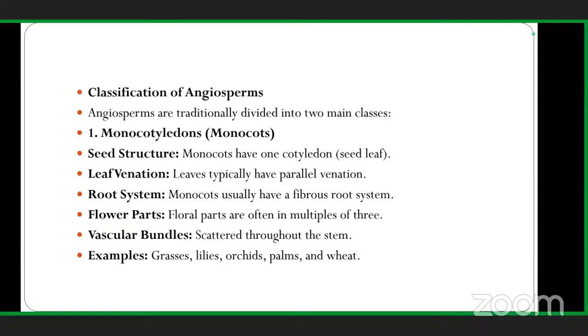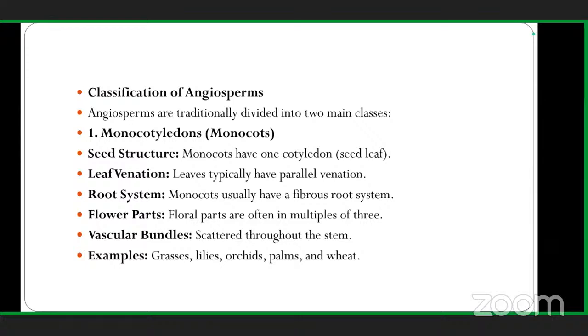Next, leaf venation. Leaves typically have parallel venation, meaning the venation is straight. Next is root system. Monocots usually have a fibrous root system. Floral parts are often in multiples of three, meaning the sepals are in multiples of three. Vascular bundles are scattered throughout the stem, meaning the anatomy is scattered. Examples are grass, lilies, orchids, palms, and wheat.